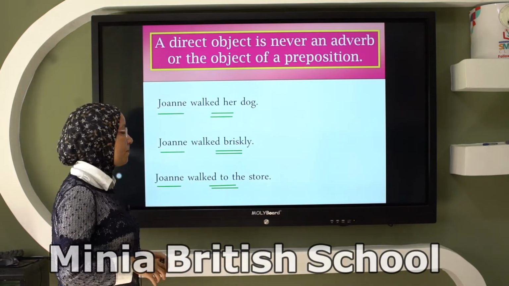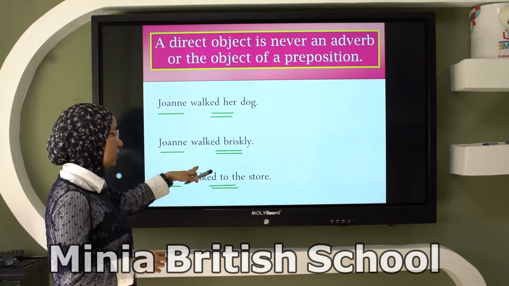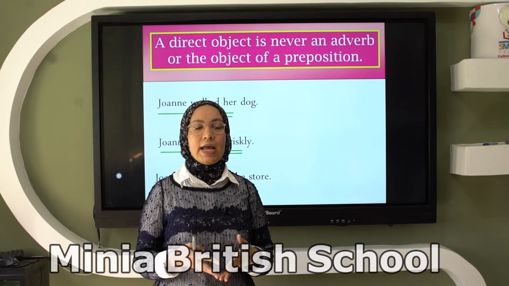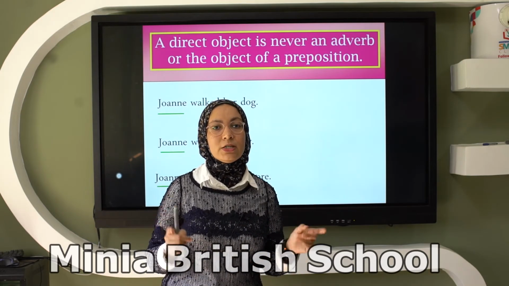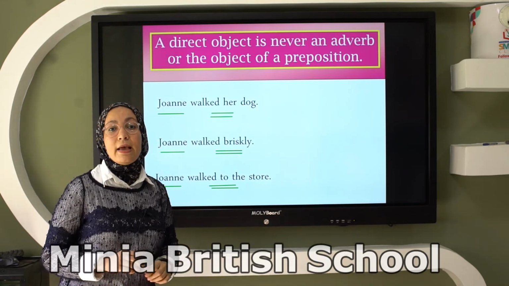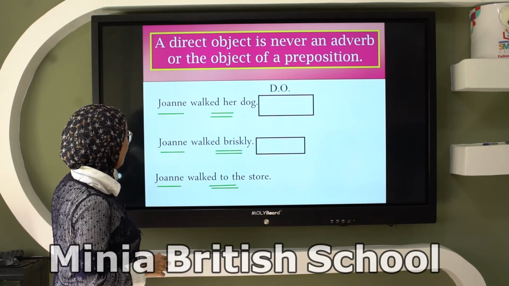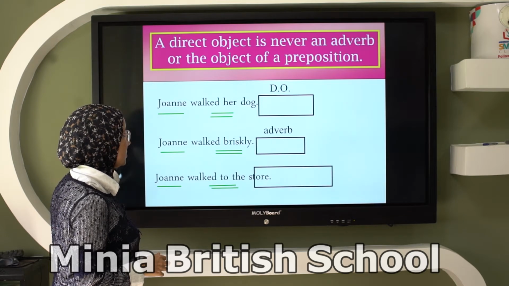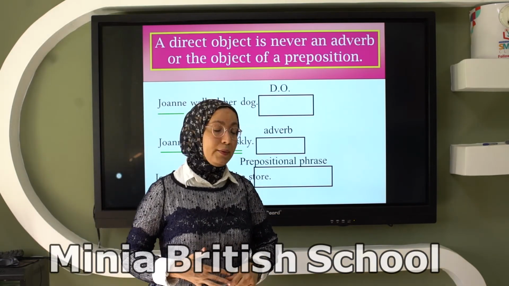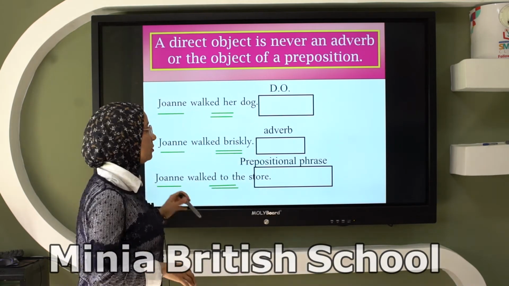About the last one, Joan walked to the store. To the store here, of course, this is the subject and this is the action verb walked. Can we consider to the store here as a direct object? No, because this is a preposition. So this is an adverb and this is a prepositional phrase, and we can never accept a prepositional phrase or an adverb as a direct object.